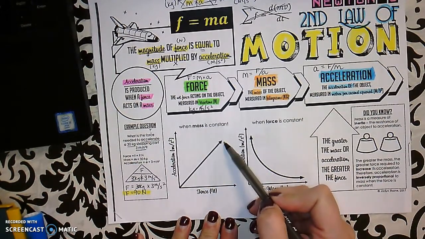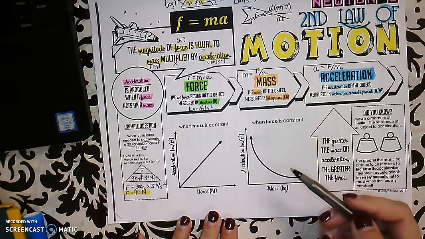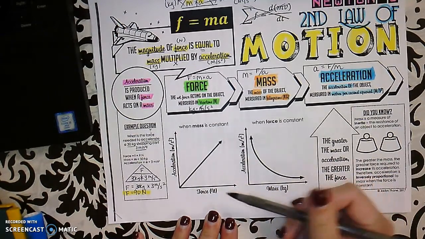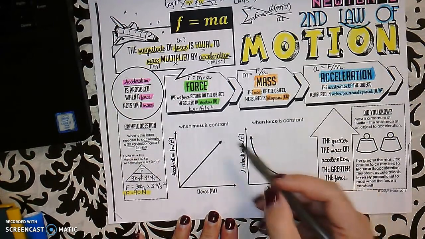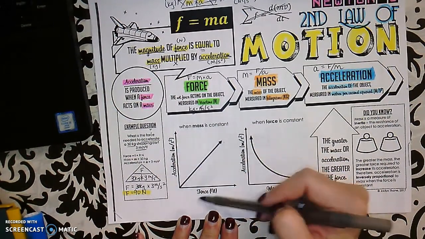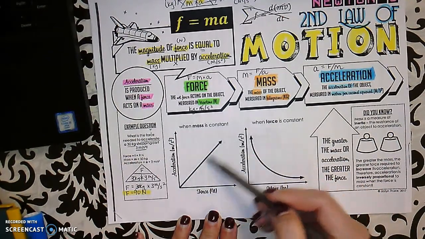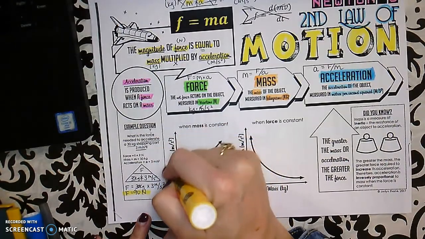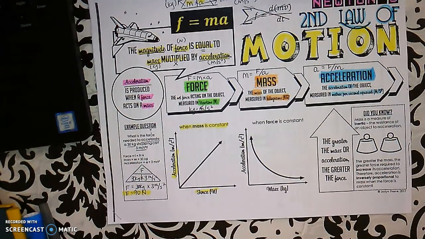This is a linear graph. You're going to learn a lot more about linear and nonlinear in 8th grade math coming up. This one is nonlinear, and that means it makes a straight line. So this one makes a straight line. This one does not make a straight line. So when we graph acceleration versus force, when mass is constant, it's linear. Okay, and that just basically means when one goes up, the other goes up at the same rate.